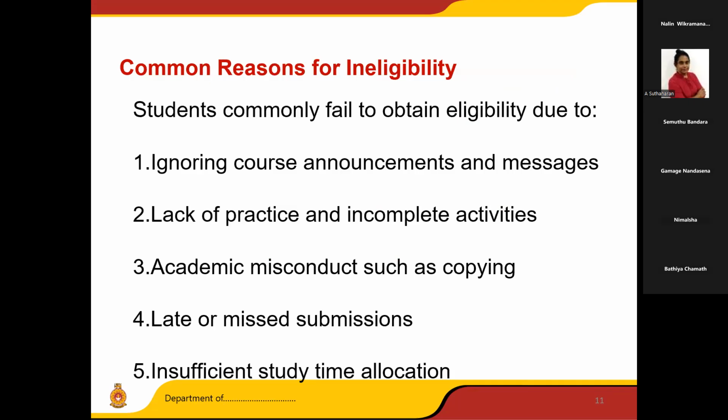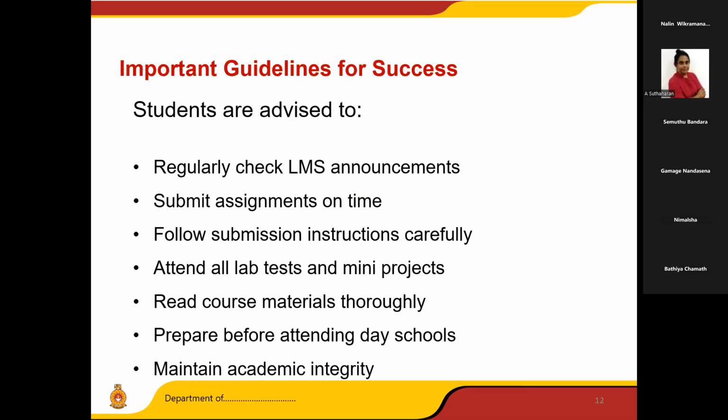And common reasons for ineligibility. Students commonly fail to obtain eligibility due to various reasons. Regularly checking announcements is extremely important. Practical exercises help build technical skills. Academic integrity must always be maintained. Also, students must dedicate sufficient study time according to the credit requirement. That is a very important thing. And also important guidelines for success. You can read this.